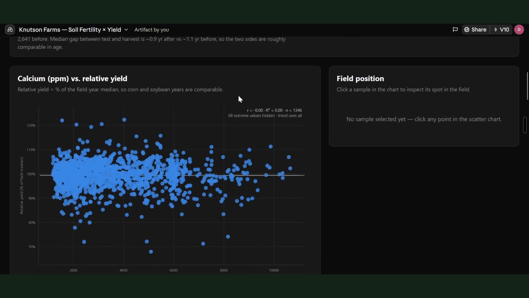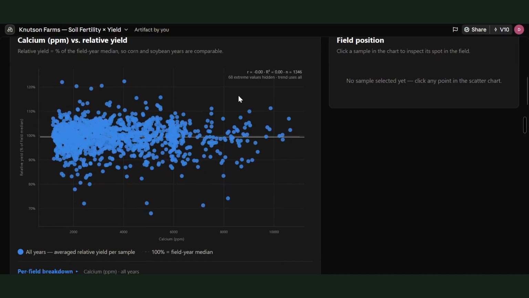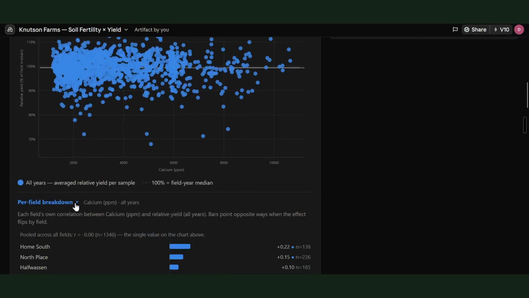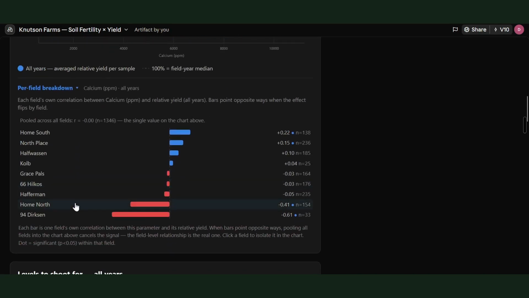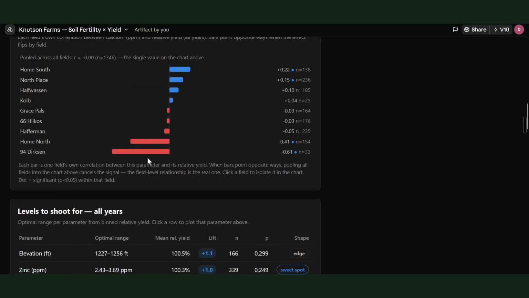Say here, though, in this data set, we wanted to look at how calcium did for different fields. We could drop down into this per field breakdown and see that on Home South, calcium actually correlated well with yield, but on 94 Dirksen, it did not. It actually, the higher the calcium, the lower the yield. Not by very much, though, and it might look like a lot here. It's really not that much.